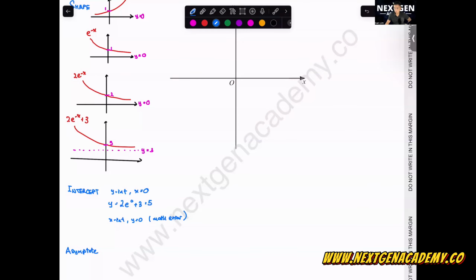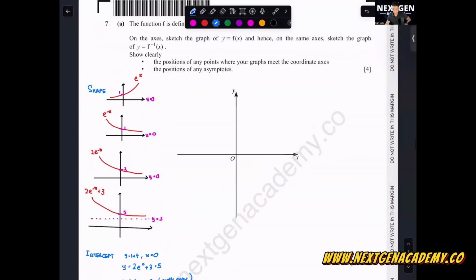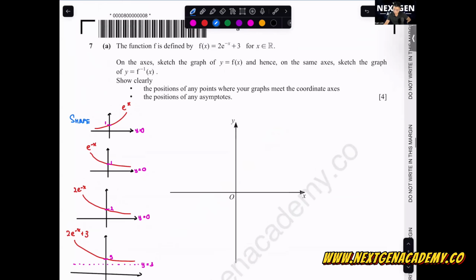Then the asymptote, you have to base it on the graph. Y equals 3. So in short, you all need to know how to draw the graph for exponential and also log. Clear? On the a, b, and c values. All 3 values here are very important for you to know how they affect the graph.